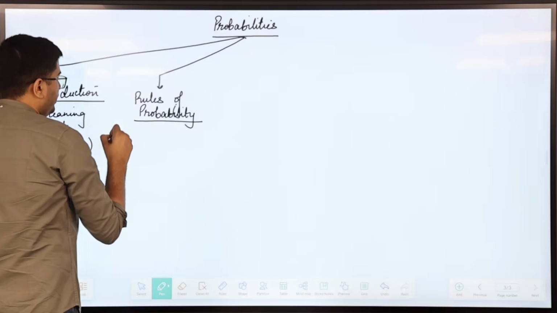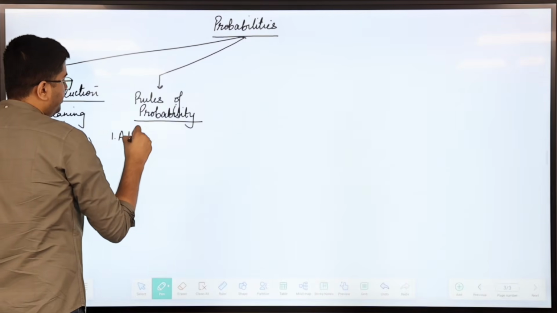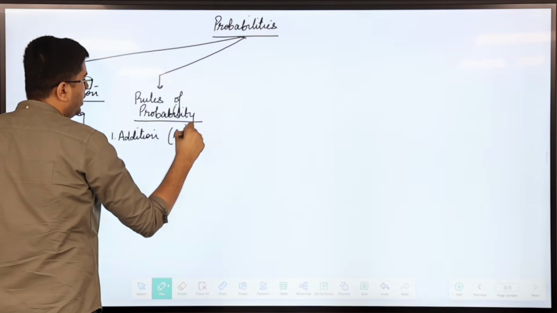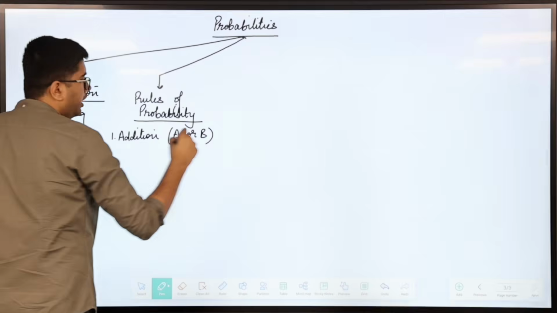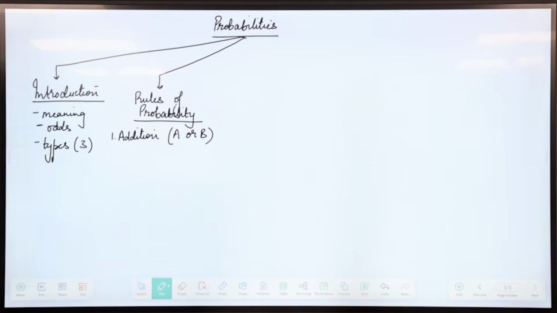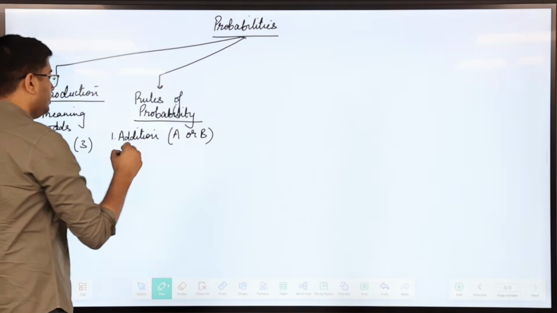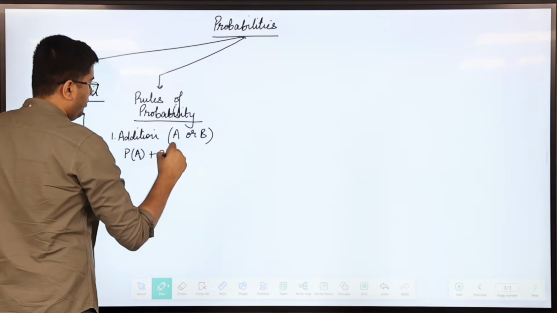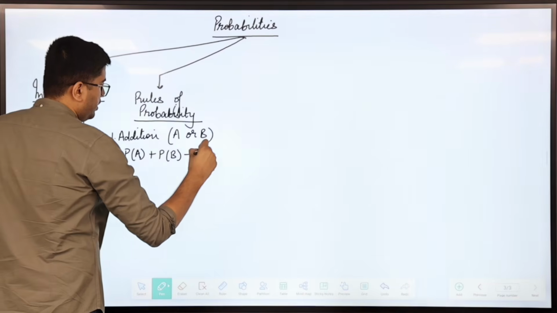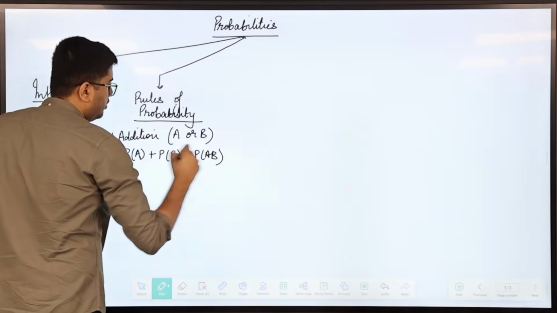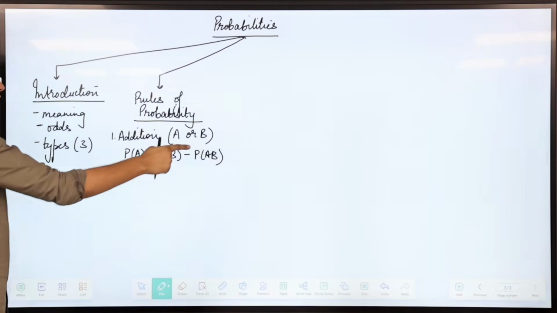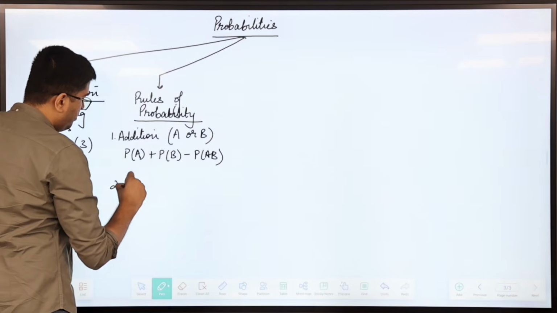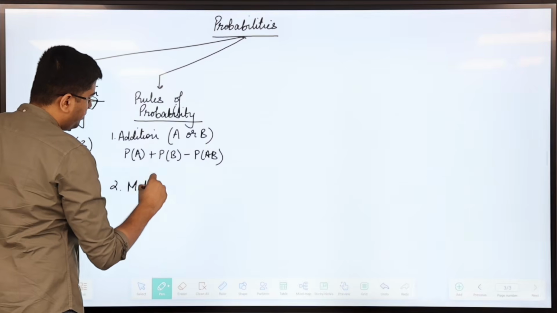3 rules were covered. First is addition rule, which looks at probability of either A event happening or B. Any one of the 2 events happening will be considered as a successful outcome. So this is probability of A plus probability of B minus joint probability. This is how we write A and B, joint probability. Second is multiplication rule.